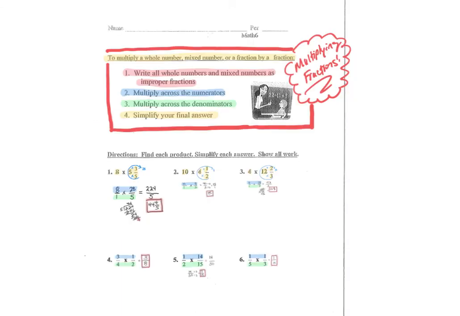Now you are ready to go and work on your own examples. Don't you forget that you can always look back at these rules and steps for multiplying fractions. Step 1, write all whole numbers and mixed numbers as improper fractions. Step 2, multiply straight across the numerators. Step 3, multiply straight across the denominators. And then step 4, simplify your final answer. Go get them!